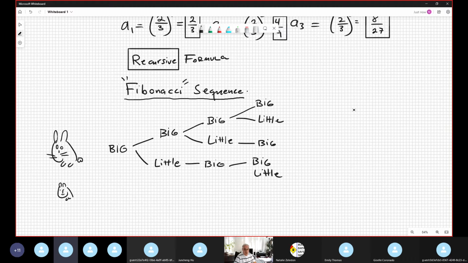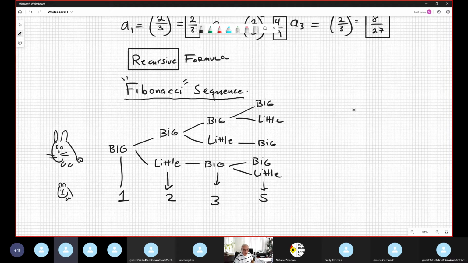Now let me try to guess. We have one rabbit here. We have two rabbits, one small, one big. We have three rabbits at this moment, two big and one little, and then 1, 2, 3, 4, 5 rabbits. My question is, how many rabbits do we have in the next step? And I want to discover the formula for the rabbits at any moment.